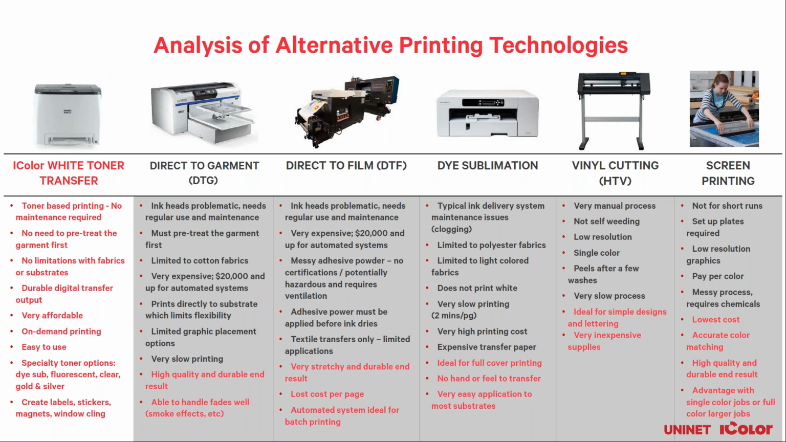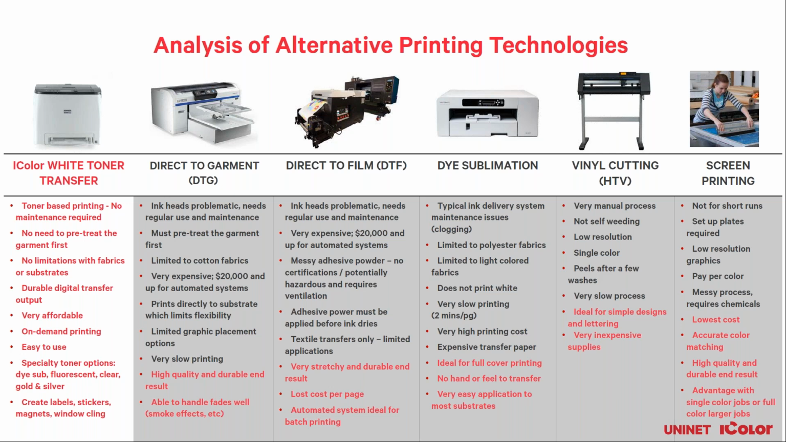Jumping back to DTG, typically it's a very slow type of printing, 6 to 8 minutes a shirt, but the pros of DTG is you really do get a high quality and durable end result, and fades are handled very well. With white toner printing, fades are not handled well in terms of being able to limit the amount of toner that's on the page. Fades are handled through rasterization, and that's where you have small dots growing into larger dots that eventually fade out. That's how we handle fades through rasterization.